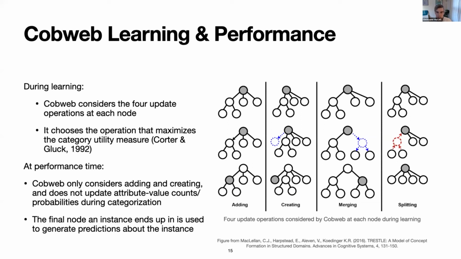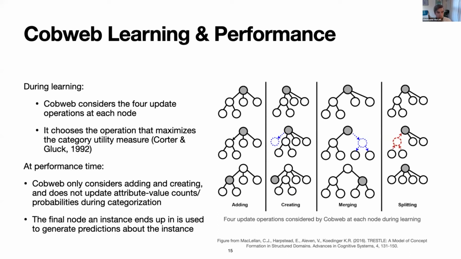And it chooses the operation that maximizes the category utility measure, which is developed by Corter and Gluck. And this measure is based on a study of human basic level concepts. So they quantified a way to represent concepts that are very predictive of the features that they contain. And you can ask me more about that. I can go into more detail.